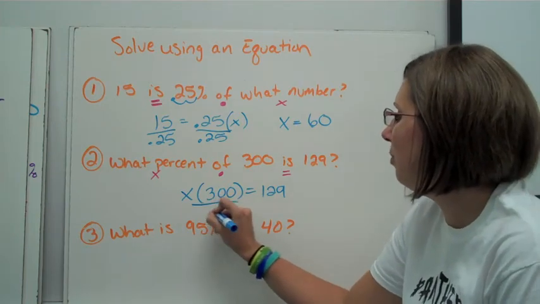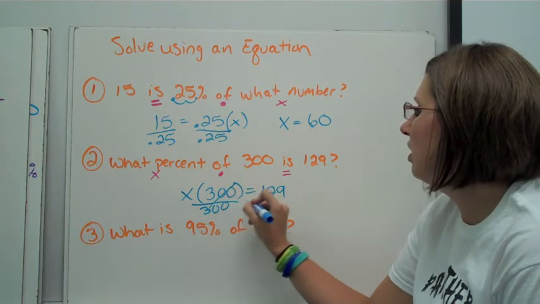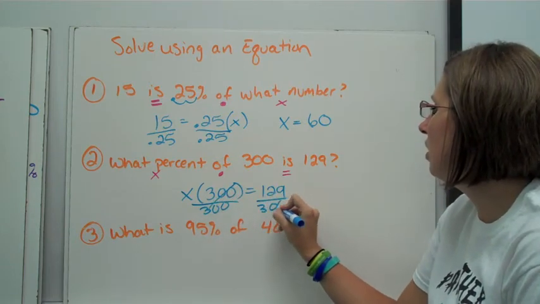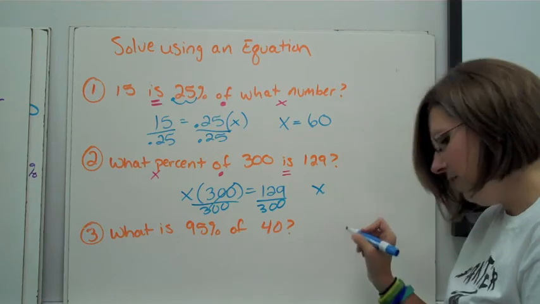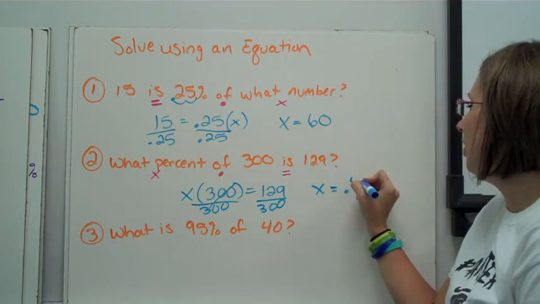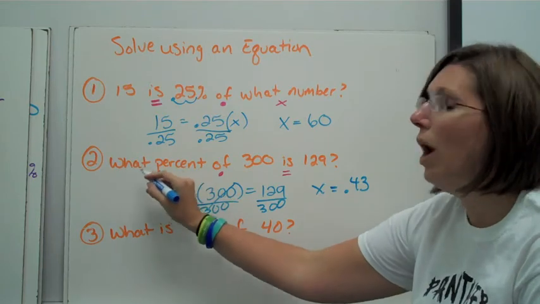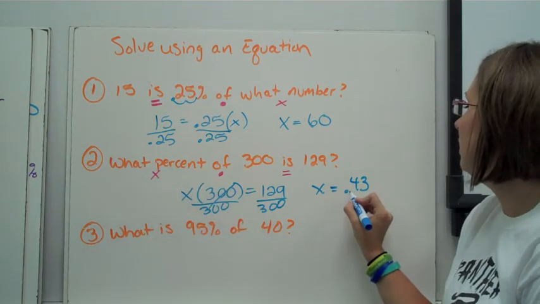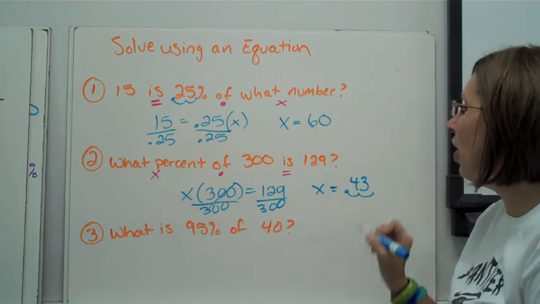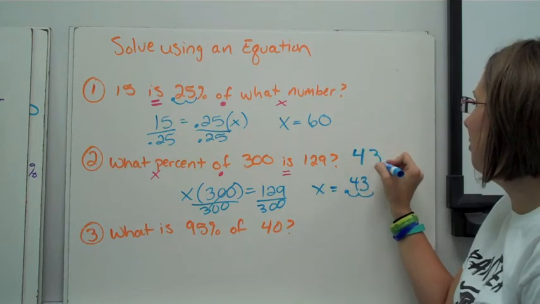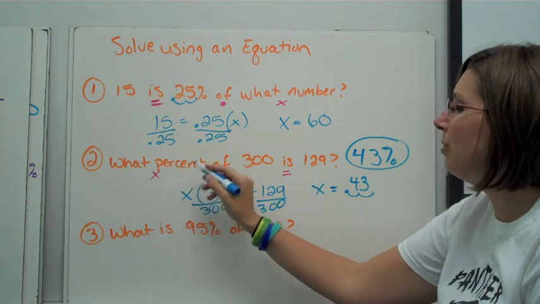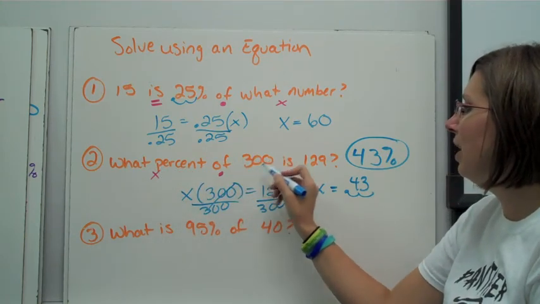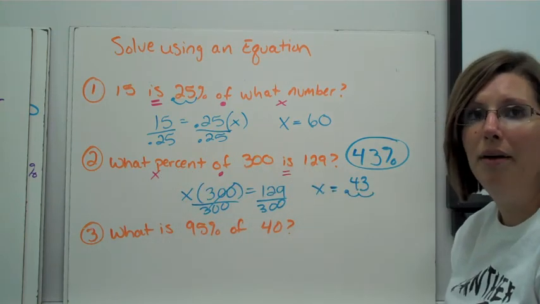Again, using inverse operations to solve. Looks like I'm going to get a decimal here. And I do. I get 43 hundredths. Now it's asking what percent. So it looks like I'm going to move the decimal back over to create a percent in my answer. 43% is my answer here. 43% of 300 is 129.